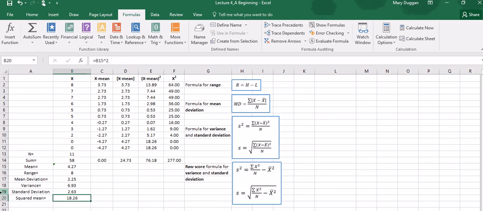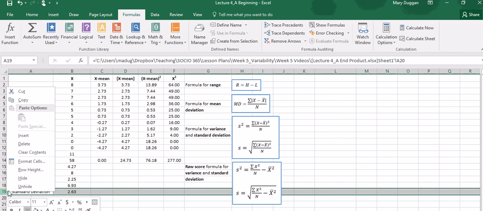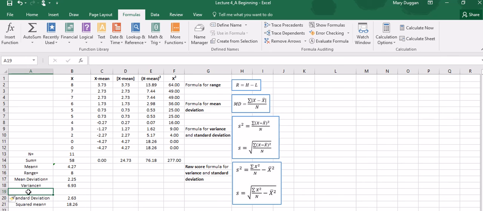Now I'm going to insert a new row so we can compare if our variances are the same with the two different formulas. All right, so we have all the numbers we need now for the raw score formula for variance. We have the sum of squared scores. So I'm going to first put an equal sign and put the numerator over the denominator, which is the n, and then I'm going to minus the squared mean.